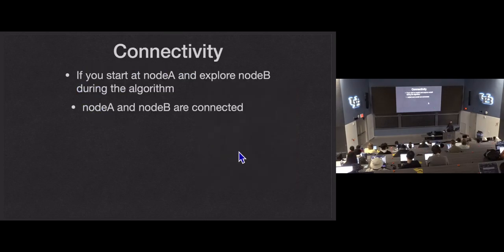So with connectivity, run breadth-first search starting at node A. You want to know are node A and node B connected. Start at node A, run breadth-first search. And if at any point during the run of the algorithm, so after the queue is empty and you break out of your loop, check, hey, did I ever explore node B? Is node B explored? And if it is, the two nodes are connected. If it's not, those two nodes are not connected. Node B is not in the connected component of node A.